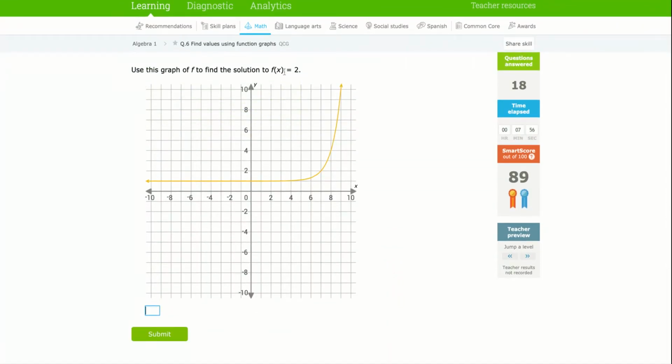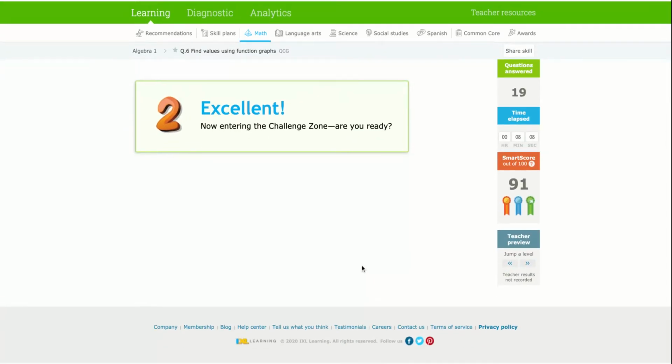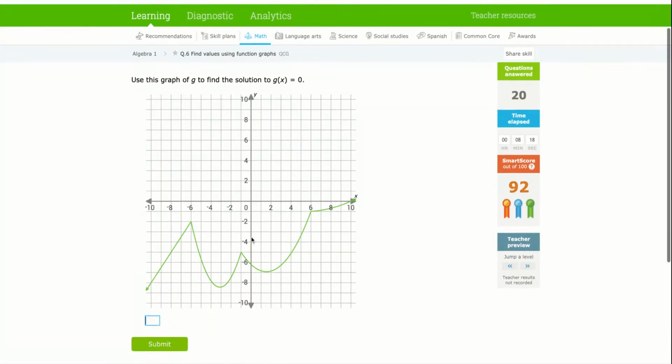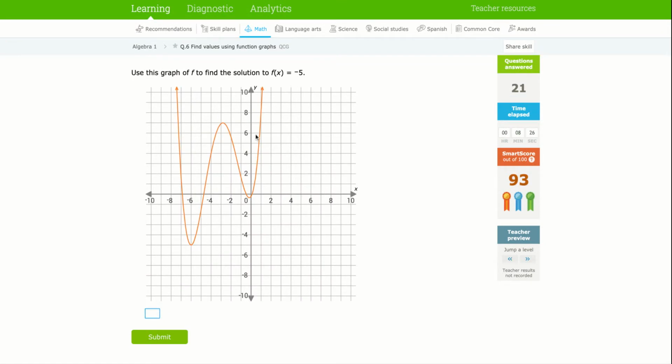Here, again, f of x equals 2. That's output. So I'm going to come up here to 2, look over. That point right here has a corresponding x value of 7. Here, output is -6. Come down here to -6. Input is 1. Output is 0. That's way over here. Input is 10. Output is -5. Come down here to -5. Look over. I only have one input of -6.